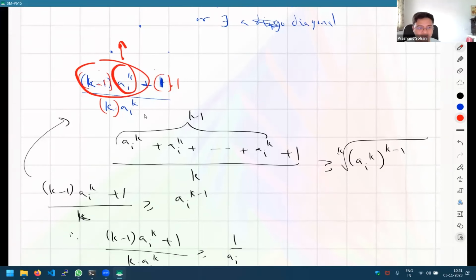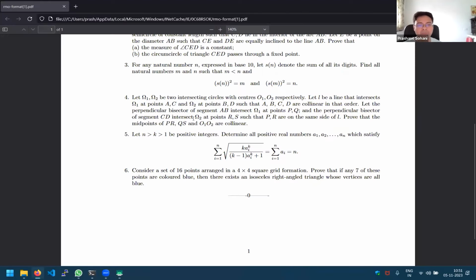But my hope is to prove that this is a monotonic function with respect to k. Therefore, it is enough to consider one extreme case. That is the idea which I'm trying to work out. But anyway, I've not done it completely.